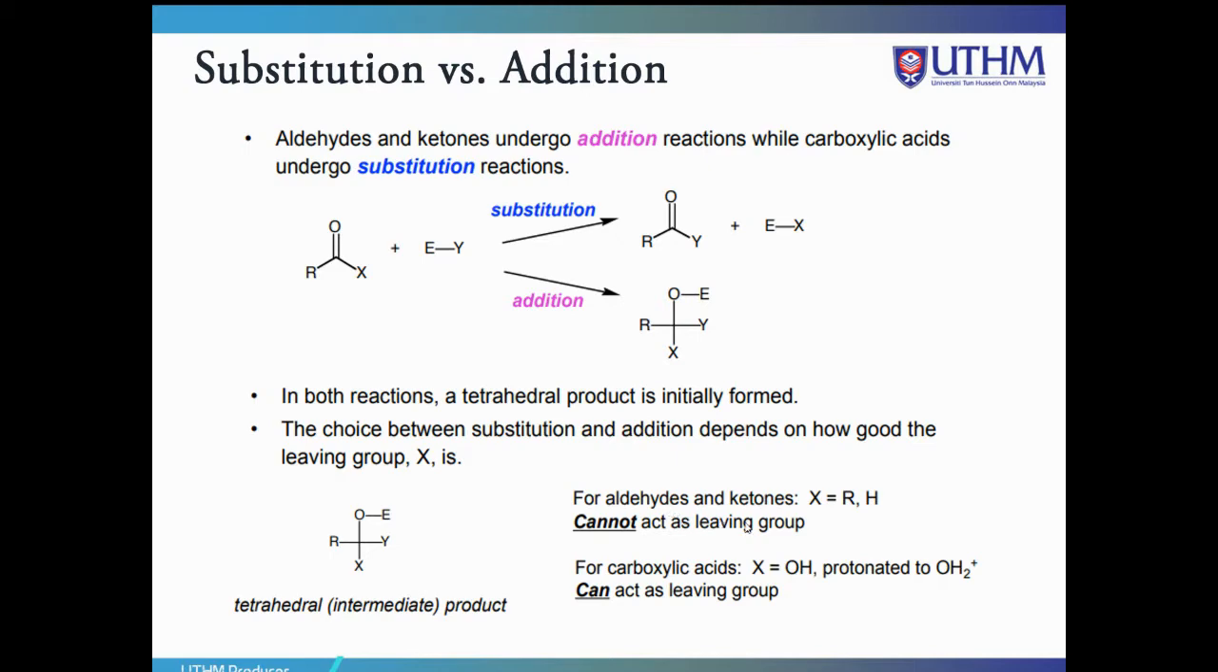For aldehyde and ketone, X represents the R, the hydrocarbon, or the H. It cannot act as a leaving group. For carboxylic acid, the X group is represented by OH, which is protonated to OH2 carrying the positive charge, which can act as a leaving group. This is an example of the tetrahedral species, representing the intermediate product.